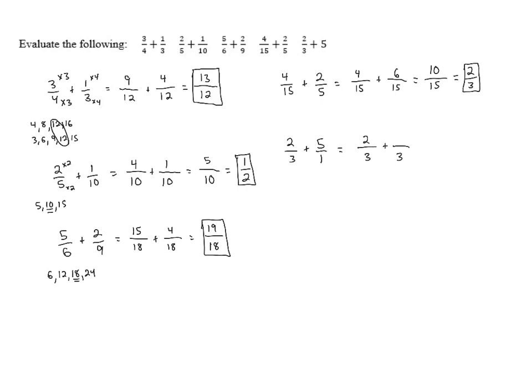2/3 is going to stay the same, but 5 over 1 is going to change. 1 had to get multiplied by something to get 3, and it's multiplied by 3. If we multiply the top by 3, 5 times 3 gives us 15. So we have 2/3 plus 15/3, which gives us 17/3, our final answer.